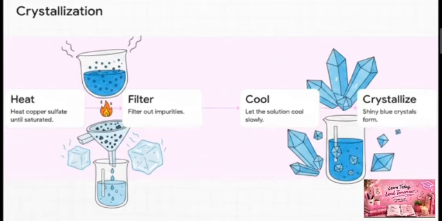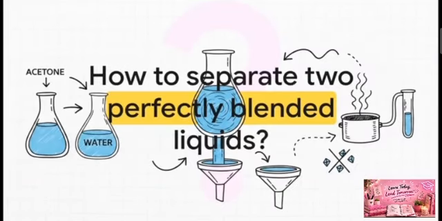As the temperature drops, the water naturally loses its ability to hold all that dissolved copper sulfate, so the extra particles literally have nowhere to go. They're forced to eject themselves from the liquid, and as they do, they automatically arrange into these perfect regular geometric patterns. The end result? Absolutely gorgeous, shiny blue crystals just sitting there in the beaker. It is basically magic, but, science. But wait, what if we don't have a solid dissolved in a liquid?